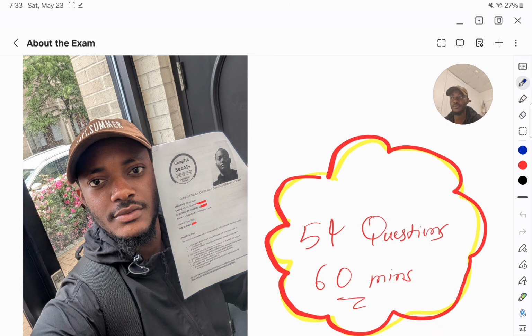So I know people might ask, what is the difficulty of this exam? This exam is fairly medium difficulty, and especially for me in the domain of LLM or AI enabled security.